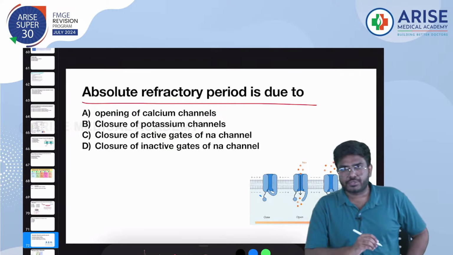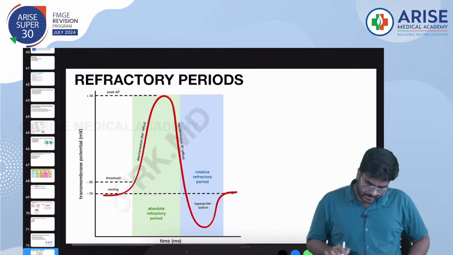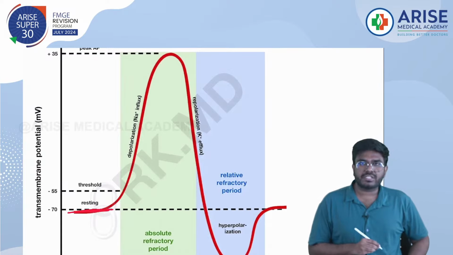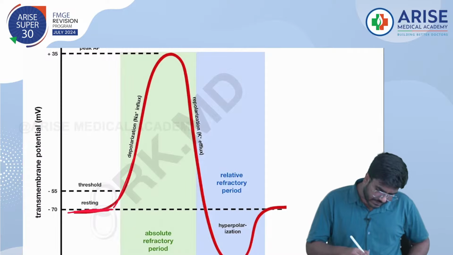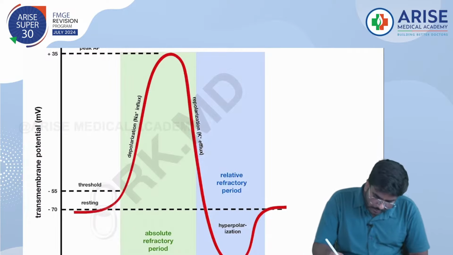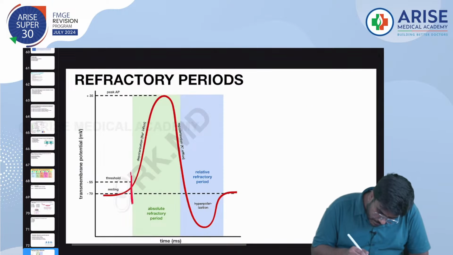Absolute refractory period is due to what? Guys, I have already told you there is a refractory period. You know this is the resting membrane potential. In a nerve action potential, there is resting membrane potential. After that, there is depolarization, repolarization, hyperpolarization. You know it. Now, look at this period, which I am highlighting here, starting from the depolarization to here.